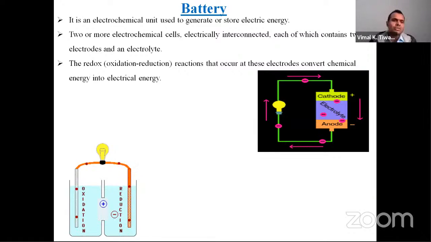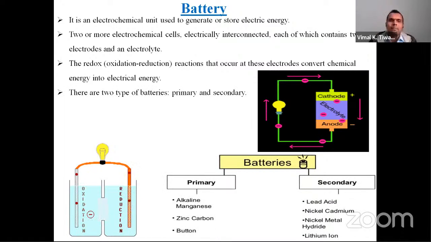So this is the construction of a cell, the unit of a battery. And if we combine two cells or more than two cells, it is called a battery. So if there are two or more than two cells, we say it is a battery.